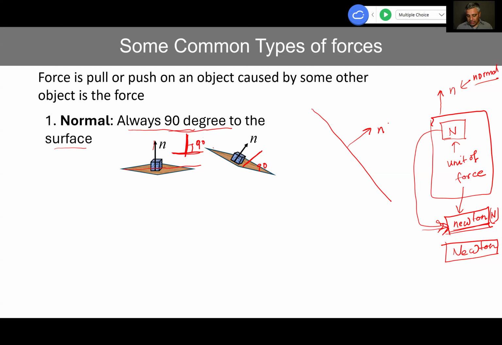Okay. Not on the downside, because it's a support. So it's pushing up above the surface, not down the surface. So that's why you do not want to draw something like this. So that's the normal force. So that's one contact force.